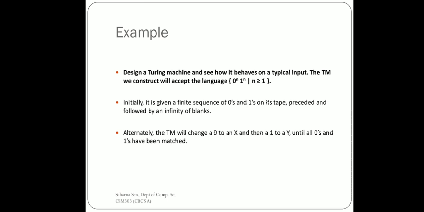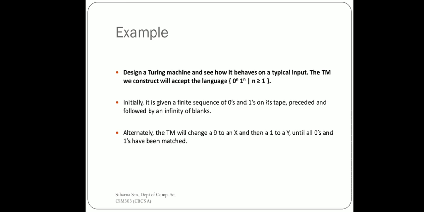Initially, it is given a finite sequence of zeros and ones on the tape, preceded and followed by an infinite number of blanks. So this is the way of our initiation, the approach in which we begin to construct a Turing machine. We will have the finite set of zeros and ones on the tape. We have to check whether the zeros and ones are equal or not, right? If they are equal, then my Turing machine is going to accept this string, otherwise it is going to reject the string, right? So there will be a finite number of zeros and ones, and that total finite string will be preceded and followed by an infinite number of blanks, right?